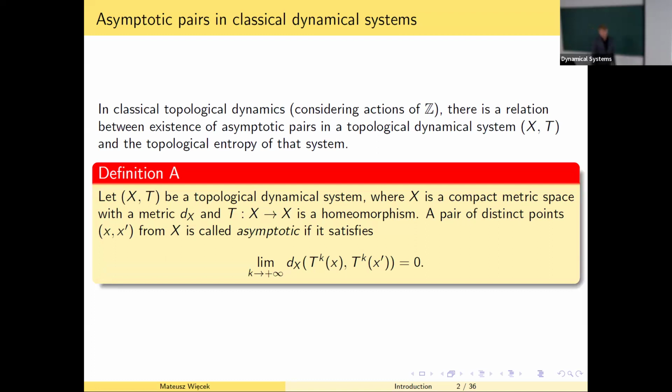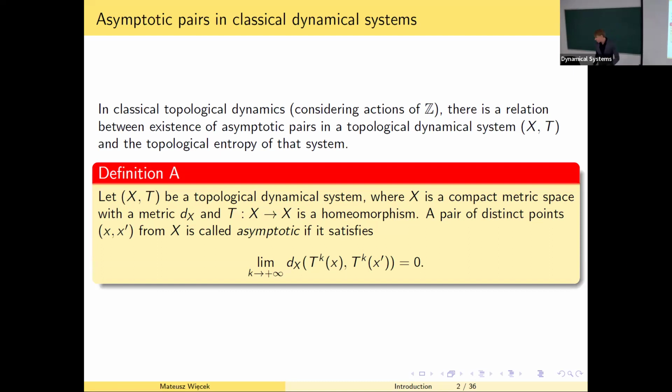For classical dynamical systems, there is a connection between topological entropy and the existence of asymptotic pairs. And in the classical case, asymptotic pairs are defined as follows. A pair of distinct points in a topological dynamical system is called asymptotic if we might say that the orbits of these points approach each other as time advances. So the following limit of the k-th iterate of T on the point x and the k-th iterate of T on the point x prime, as k tends to infinity, is equal to 0.